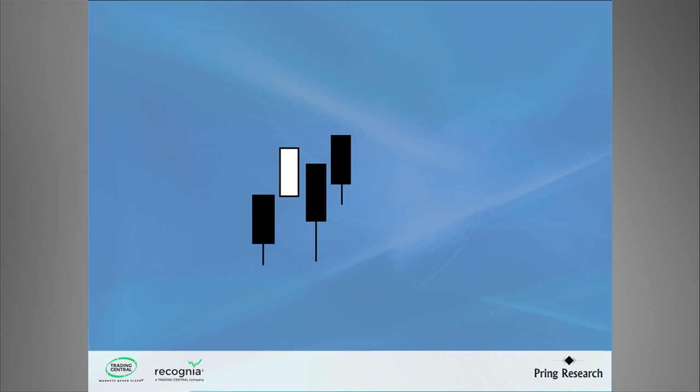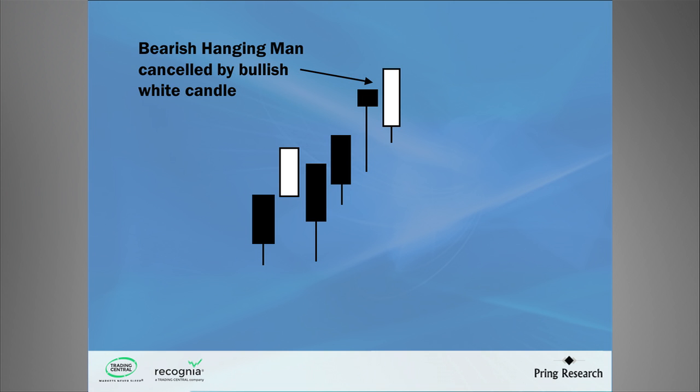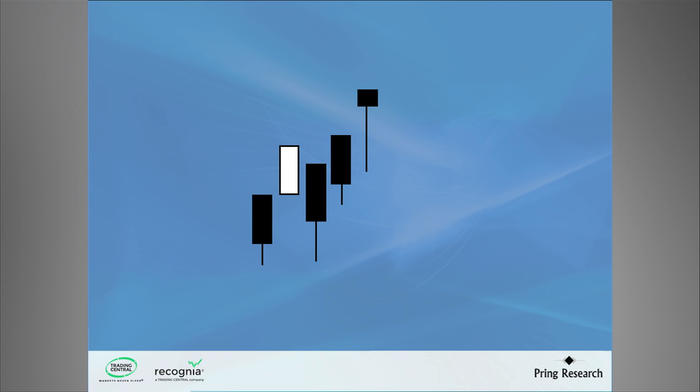Patterns have bullish and bearish implications, but they usually require some form of confirmation. For example, if a hanging man is followed by a day in which prices trade higher, then the bearish implications of the pattern are cancelled, or put another way, not confirmed. On the other hand, if it's followed by a long black candle, the negative implications are confirmed.